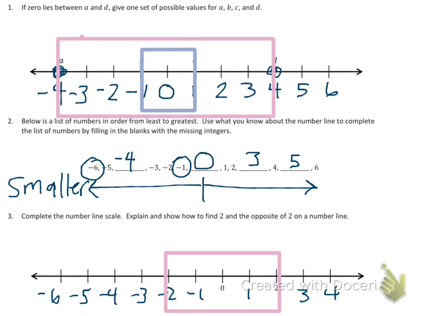Okay, so those are integers. Remember, integers are the counting numbers plus 0, so those are the whole numbers, and they're negatives. And the negatives are opposite of positives, and positives are opposite of negatives, and opposite means they're equidistant from 0.